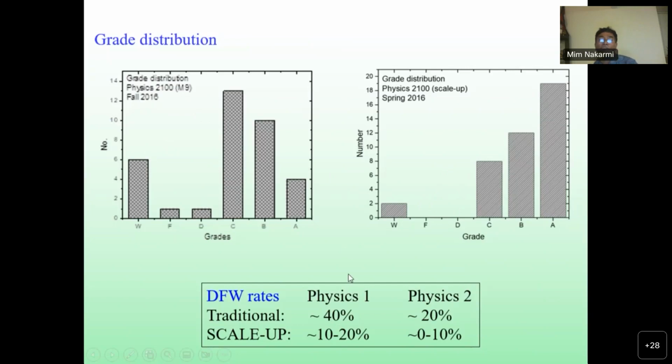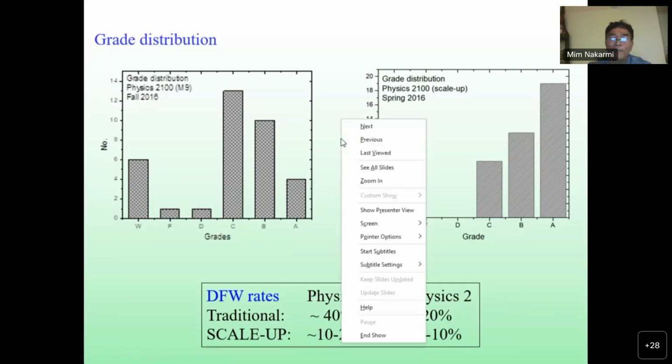In our case, after looking at 5, 6 years in our college, the DFW rate in traditional Physics 1 is like 20%, and it's 20% in Physics 2. For scale up, it's about half, 10 to 20%, and in Physics 2 sometimes even zero, with a maximum of 10%. With all this, I can definitely say scale up works for students, and it gives me a satisfying experience when I come back from the classroom.